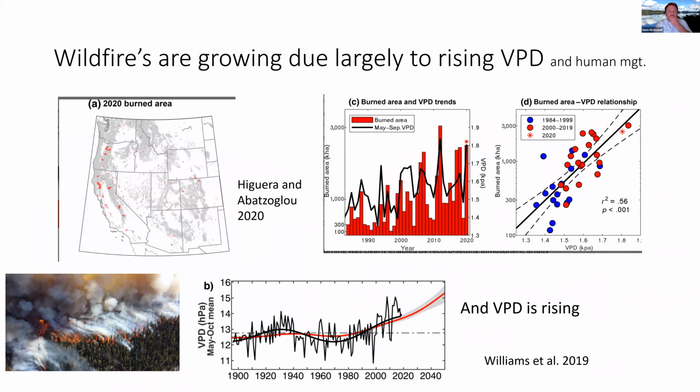Here's some examples of these disturbances that we know are heavily influenced by rising VPD. In this case, it's wildfire. All these figures are from Williams et al. 2019. And basically using the data sets from panel A on the upper left, the team was able to show in panel C and D an increase in burned area with increasing vapor pressure deficit for the Western USA. And along the lines, they showed again that for this region, VPD has been increasing. That's shown in the lower panel.